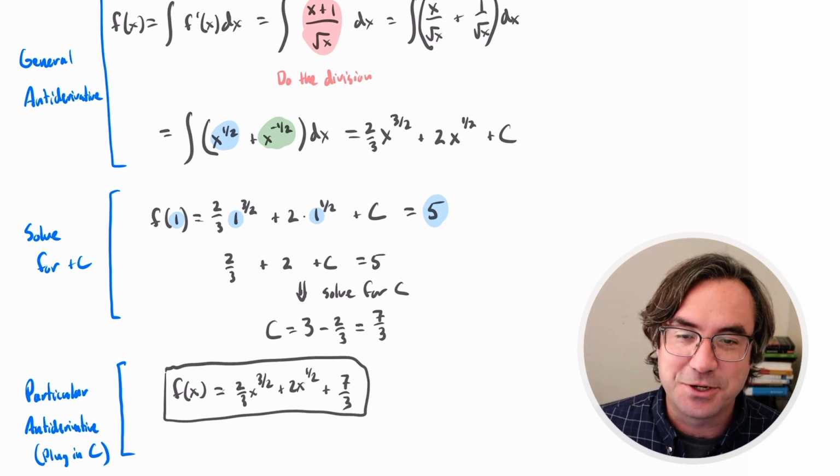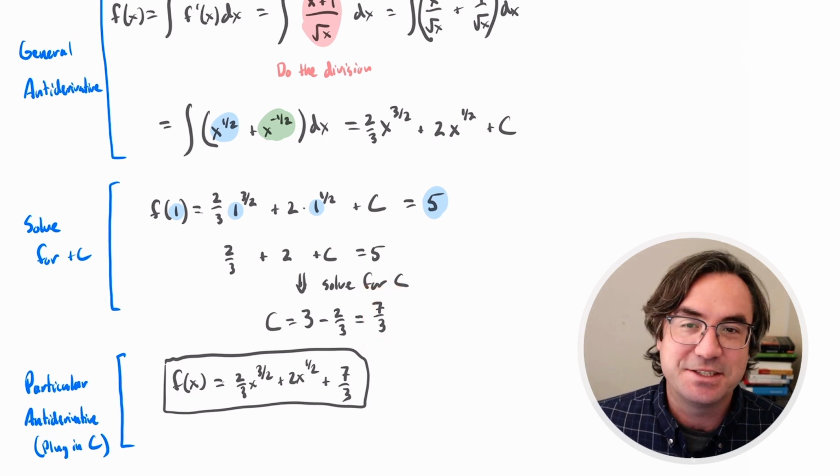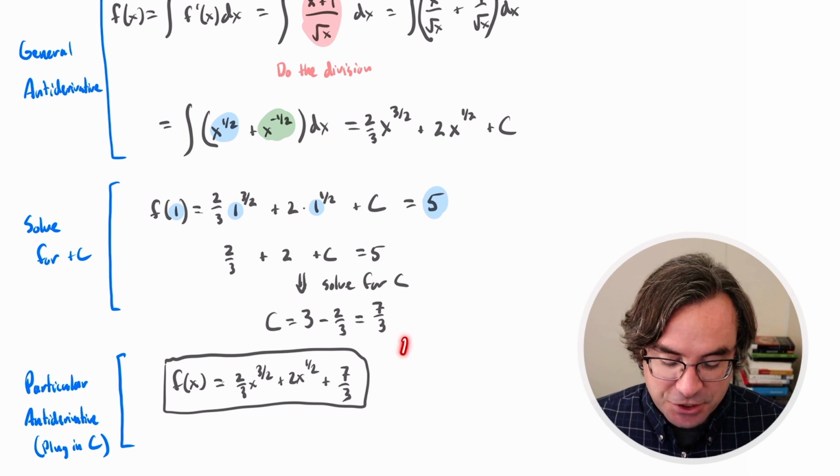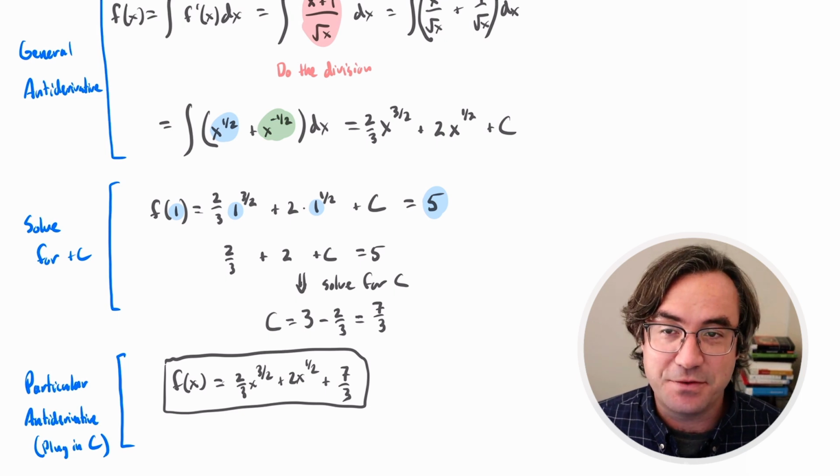So you just want to make sure. It's really easy to get to this point, and it feels so satisfying. You get to c is equal to this. Just want to make sure you go that one extra step and actually then state what the particular antiderivative is.